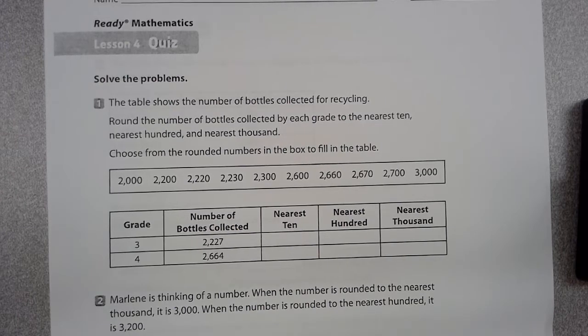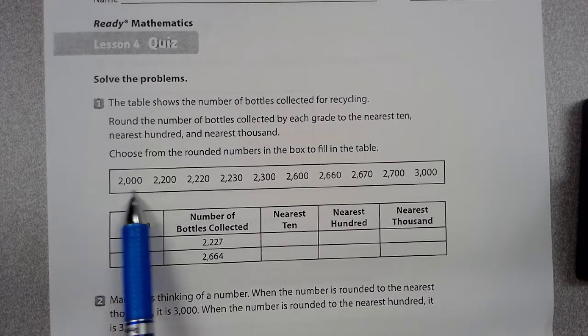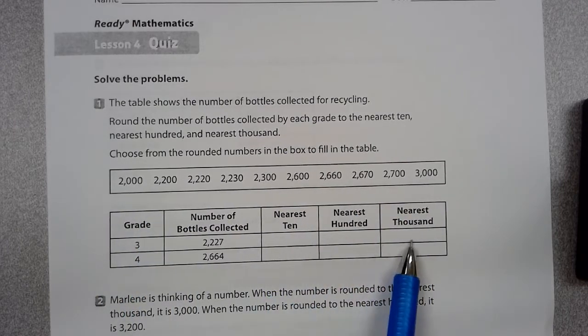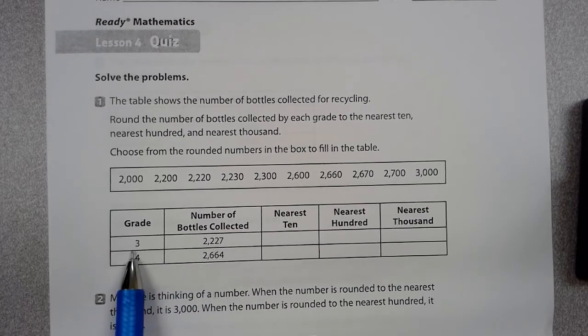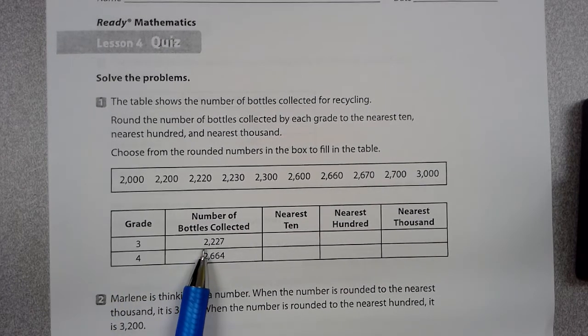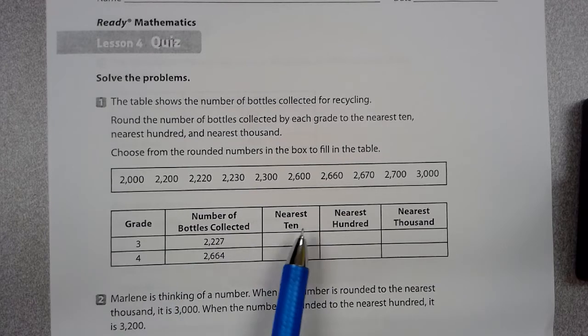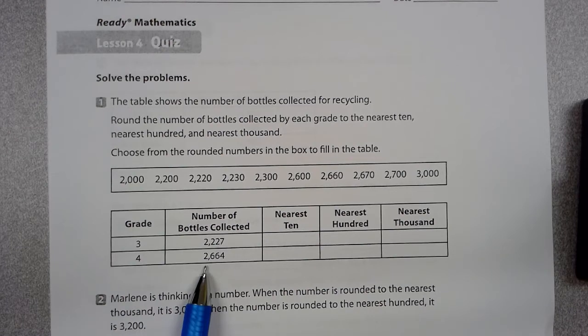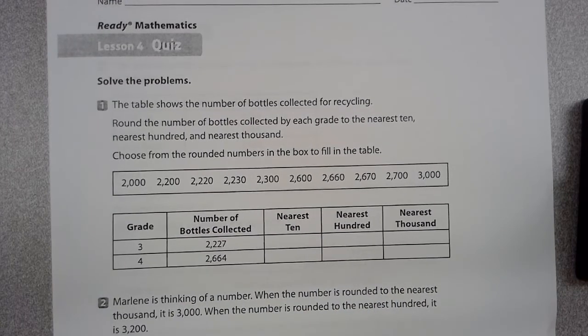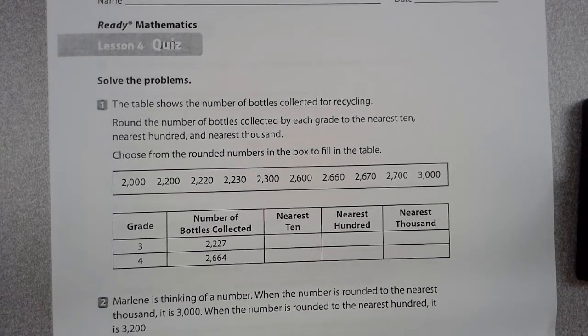Okay, so number 1 says the table shows the number of bottles collected for recycling. Round the number of bottles collected by each grade to the nearest 10, nearest 100, and nearest 1,000. Choose from the rounded numbers in the box to fill the table. So the numbers up here are possible answers that are going to go in the 6 boxes below. So for 3rd grade, they collected 2,227 bottles. So you're going to round the number to the nearest 10, 100, 1,000. 4th grade, 2,664,000 cans. You're going to round to the nearest 10, 100, 1,000. Okay, simple as that.